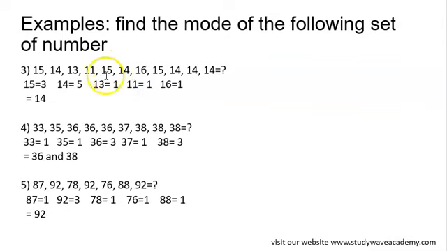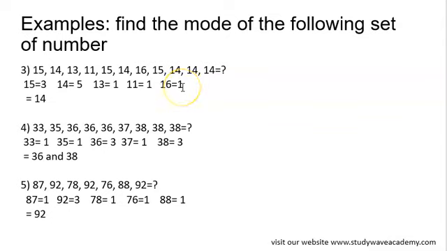Then we'll move to the next number, and the next number is 15, and we have already done 15. If we rewrite it, we're still going to get the same answer here. So we move on. We have done 14. So we'll move on to the next number, 16. We haven't done 16, right? So we write out 16 and count how many times 16 appeared. Let's count. 1. There's no other 16, right? So 16 appeared only 1 time.